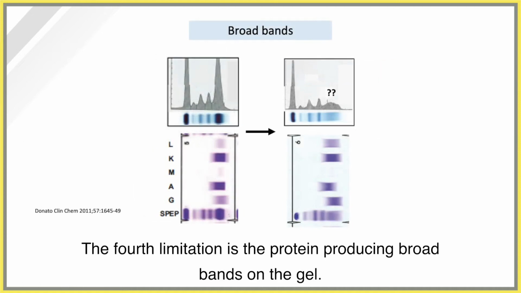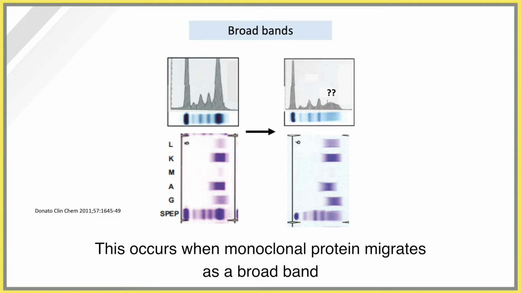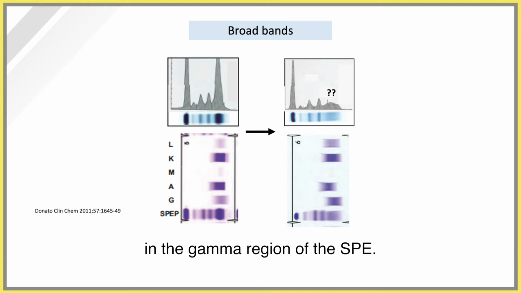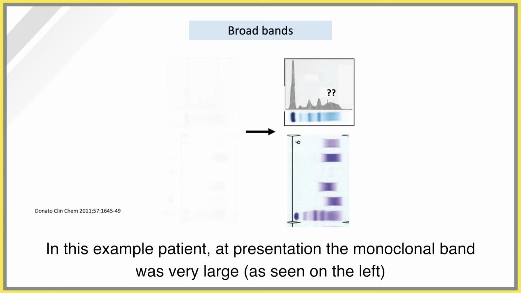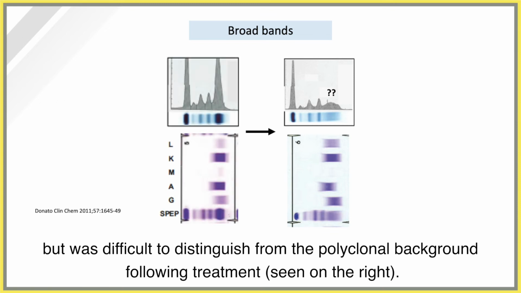The fourth limitation is the protein producing broad bands on the gel. This occurs when the monoclonal protein migrates as a broad band in the gamma region of the SPE. In this example patient, at presentation, the monoclonal band was very large, as seen on the left, but was difficult to distinguish from the polyclonal background following treatment, seen on the right.